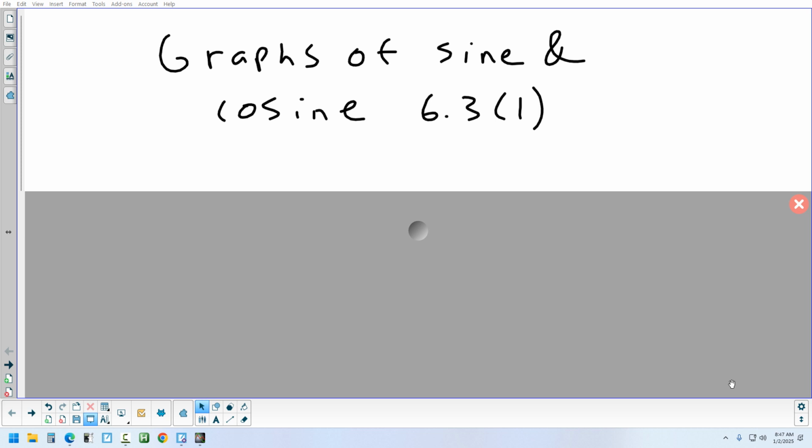All right, so the next 3 lessons, 2 of them we're going to do this week, 1 of them we won't get to until after midterm, is going to be all about sine and cosine and taking a look at what it looks like when you graph them.